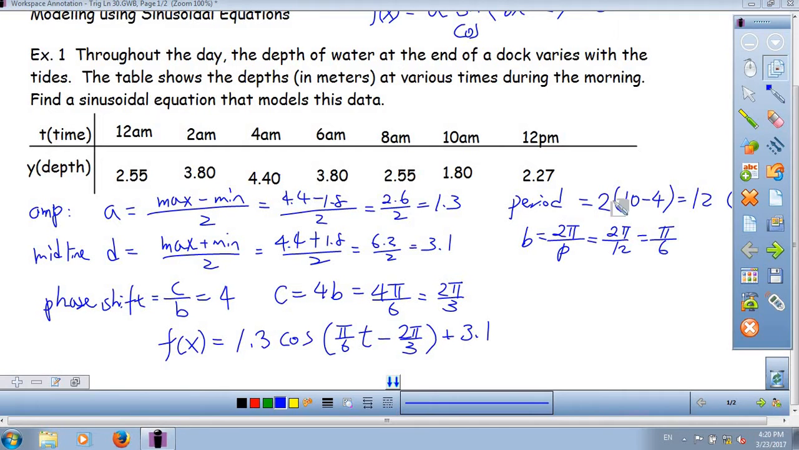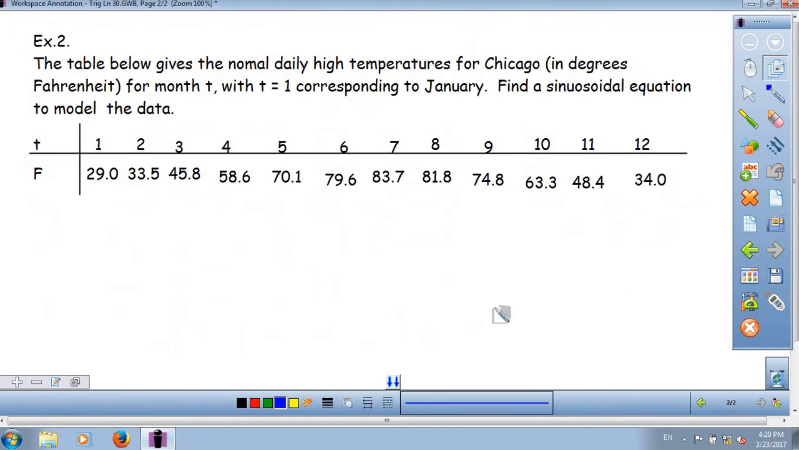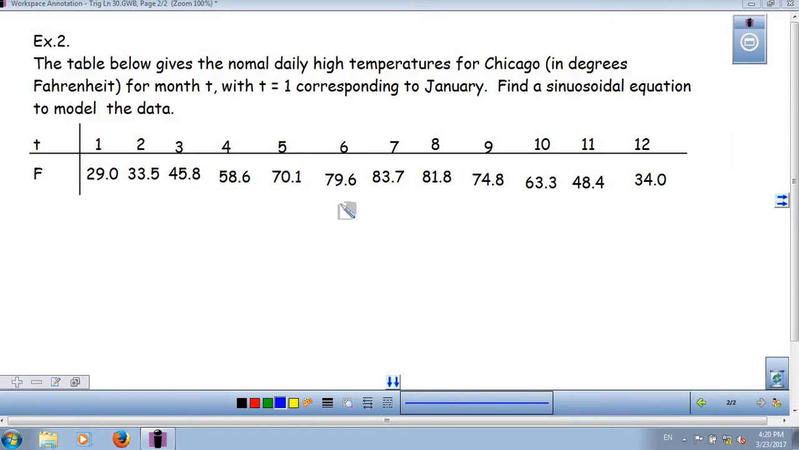So let's go ahead and try another example here. This table gives us normal daily high temperatures for the city of Chicago. I think this is the actual data in degrees Fahrenheit for month T. So T equals 1 is January, so we start from 1 and go all the way to December.